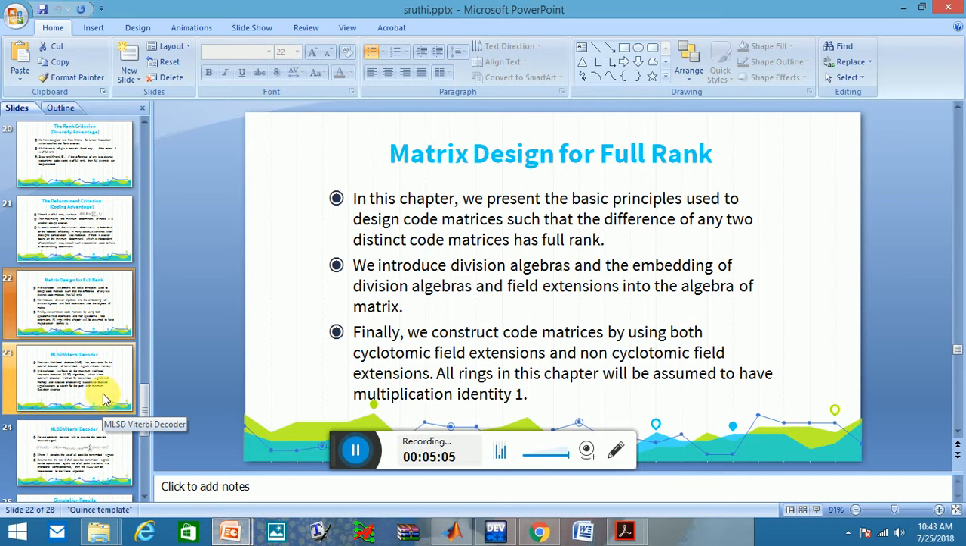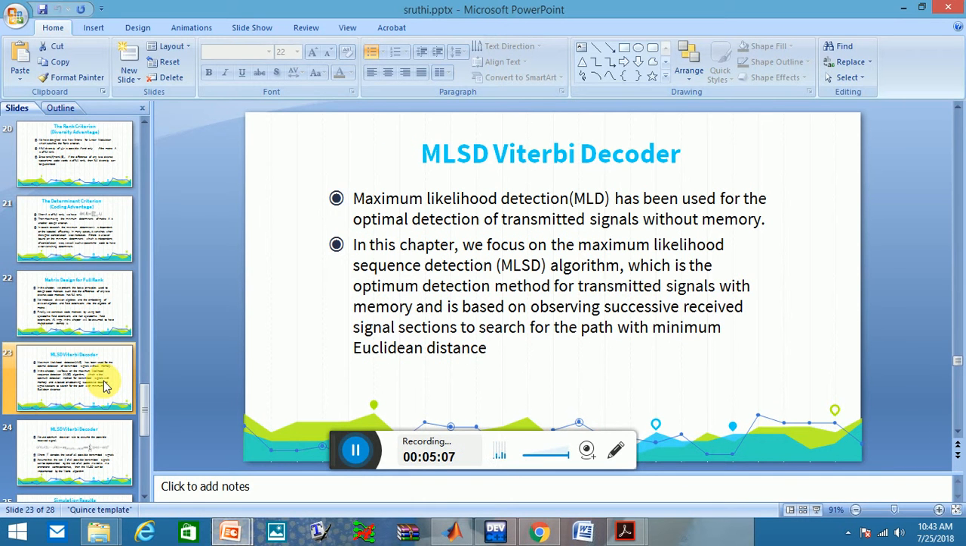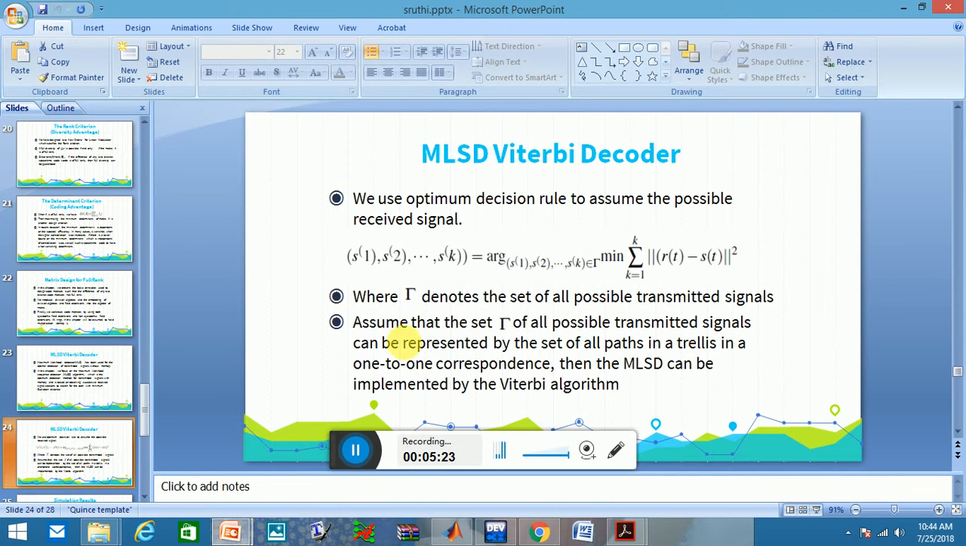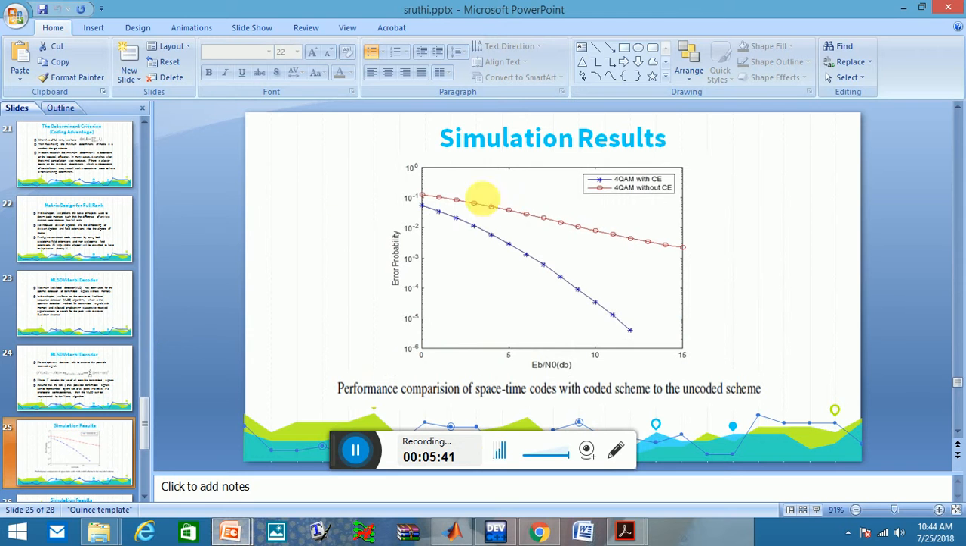I have used the MLSD Viterbi decoder in my project. Previously we used maximum likelihood detection without memory, but in the MLSD Viterbi decoder I am going to use a memory value of 1. For this decoder we use an optimum decision rule, and the following rule is the optimum decision rule, in which S is the estimated signal and R is the received signal. I am going to take the minimum value of this, and these are my simulation results.